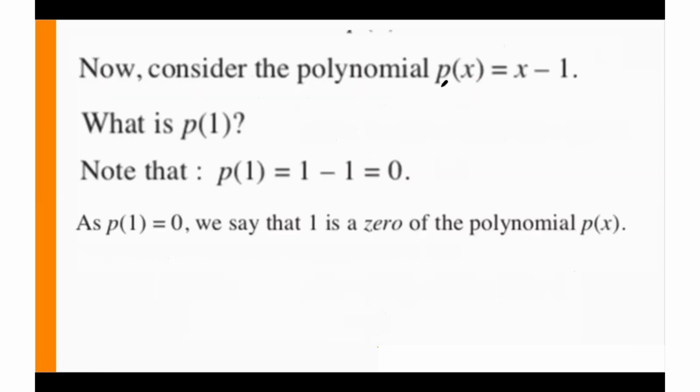But now consider the polynomial p of x is equal to x minus 1. And what if we have to find p of 1 in this case? So I'm going to replace x with 1. So p of 1 is 1 minus 1, which is 0. Whenever we get an answer of 0, we have found the 0 of this polynomial. And so the number that we used in place of x becomes the 0 of the polynomial. So as p of 1 has become 0, we say that 1 is a 0 of the polynomial p of x.